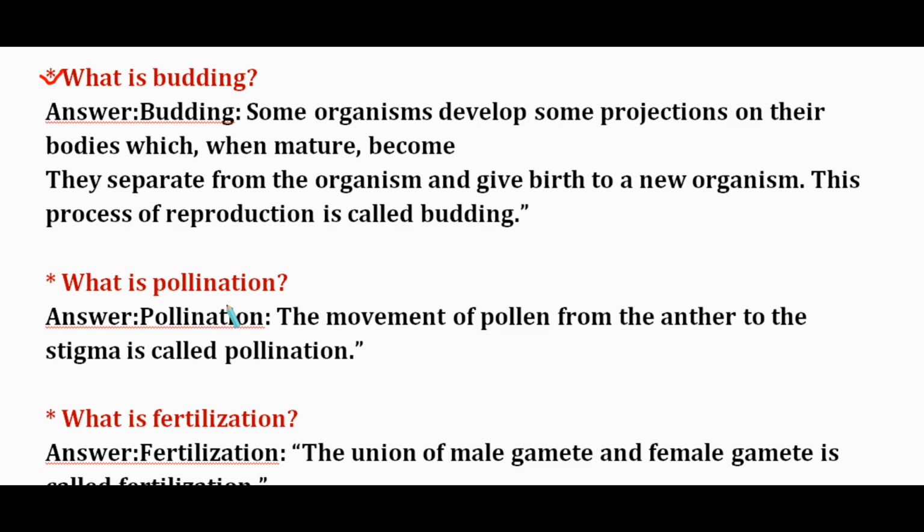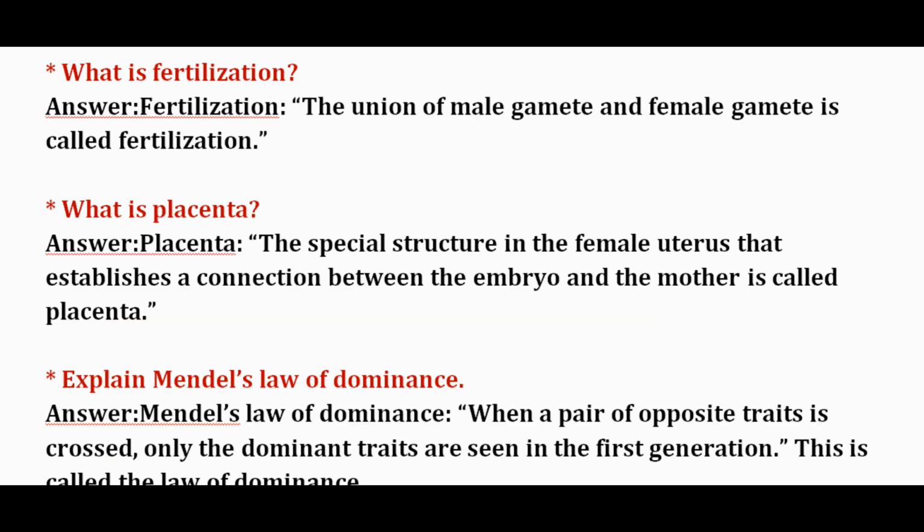What is pollination? The movement of pollen from anther to the stigma is called pollination. Now, what is fertilization? The union of male gamete and female gamete is called fertilization. Union or fusion, you can use this word.